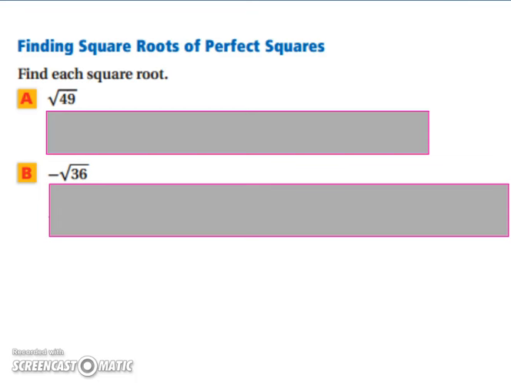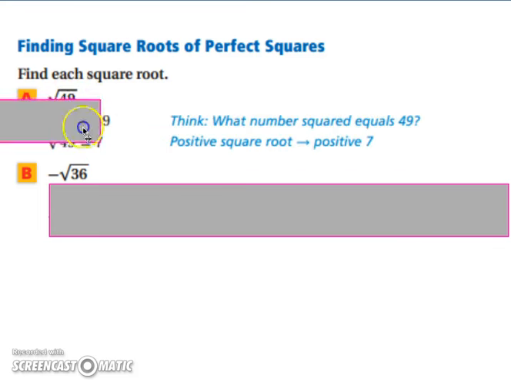Let's look at finding square roots of perfect squares. So find each square root. Well, what's the square root of 49? So what times what gives you 49? 7 squared equals 49 because 7 times 7 is 49. So therefore the square root of 49 is 7.